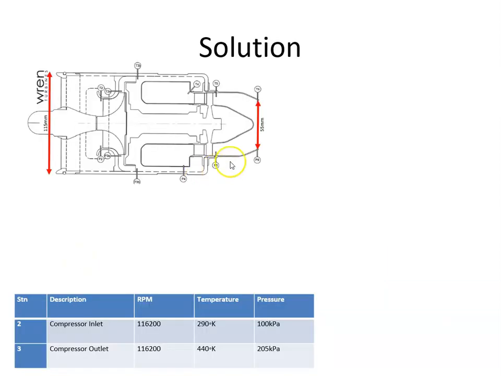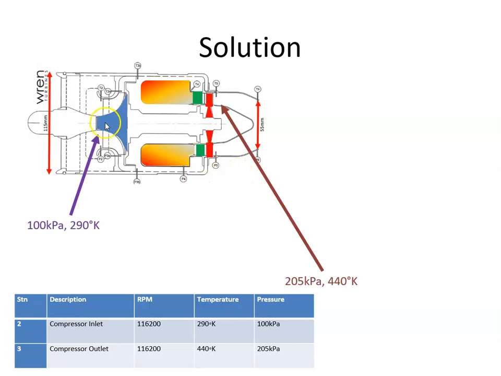Okay, so here's our engine. So there's the impeller, there's the combustion can, the nozzle guide vanes, and there's the turbine blades. So we're told that, there's a slight mistake there. Yeah, the mistake was the pressure and temperature should have been pointed to here.